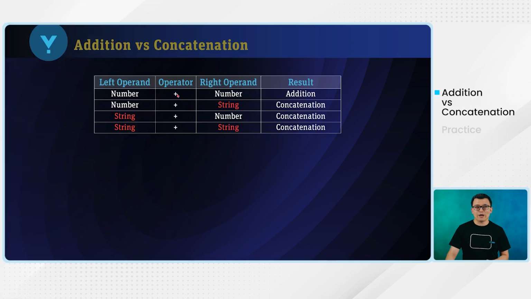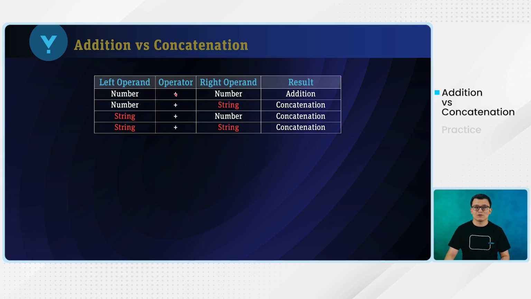If you use this operator with 2 operands that are numbers, then you will get the addition. If both of them are not numbers, if one of those 2 operands is a string, then you would get the concatenation. Okay? So there are 2 use cases when it comes to this operator.